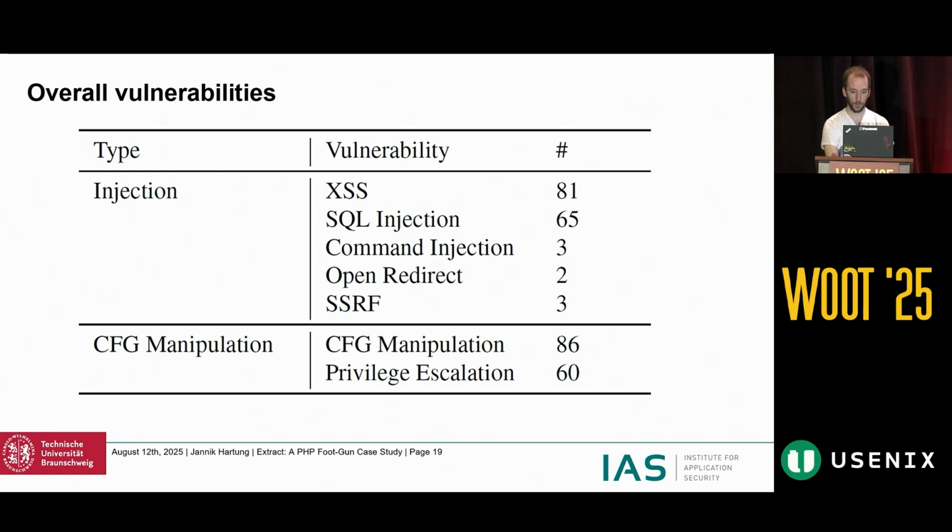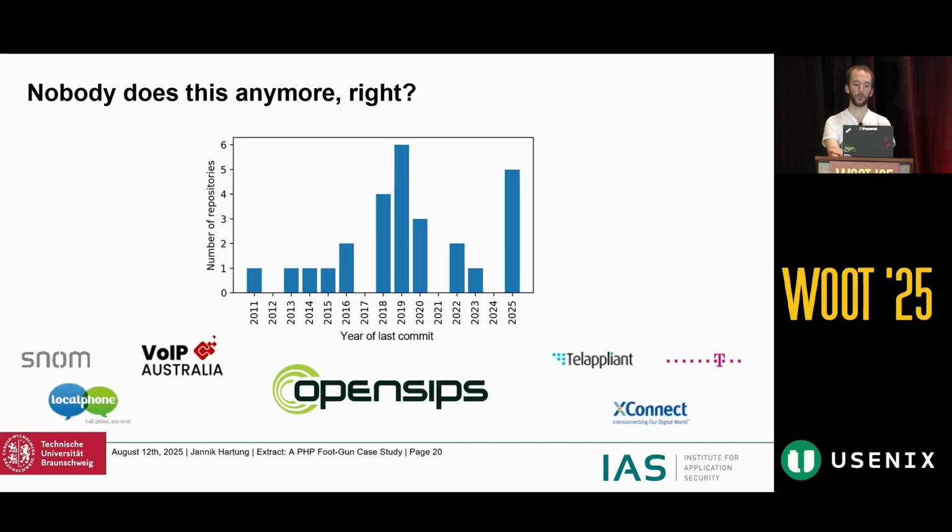We thought first, well, this function is so old, nobody uses this anymore, right? But if you look at this graph, there are the years of the last commit in the different repositories on GitHub where we found this stuff, and they are active today.